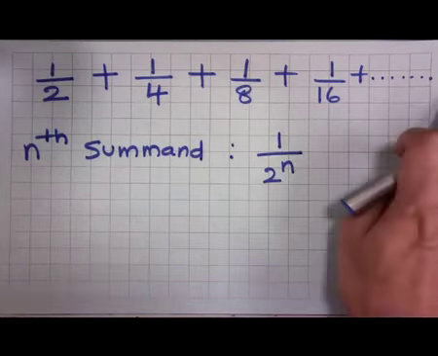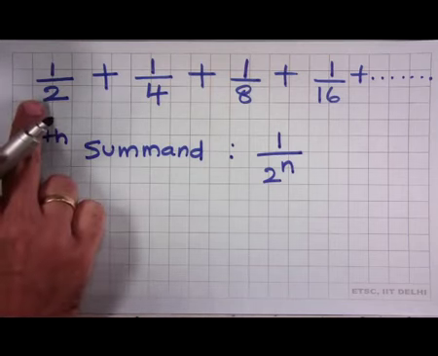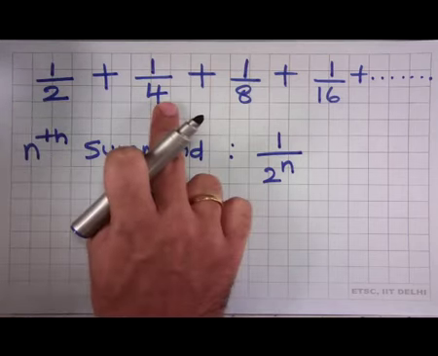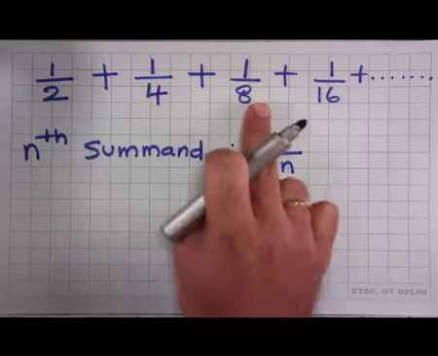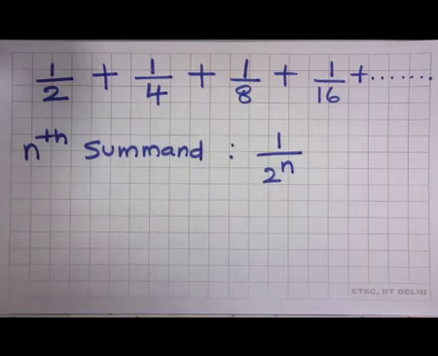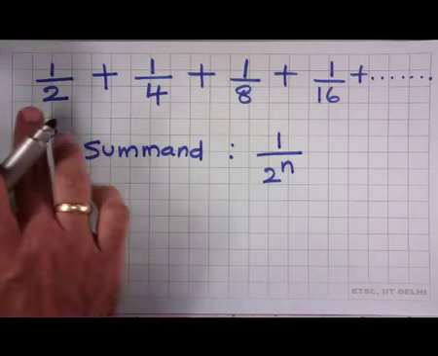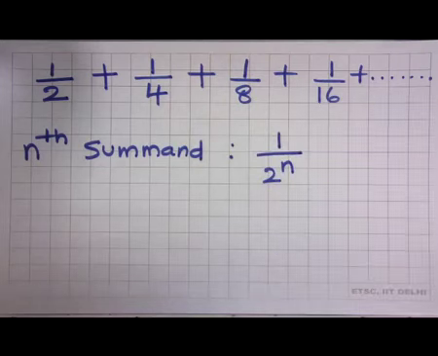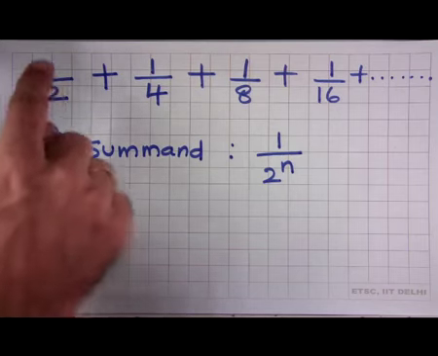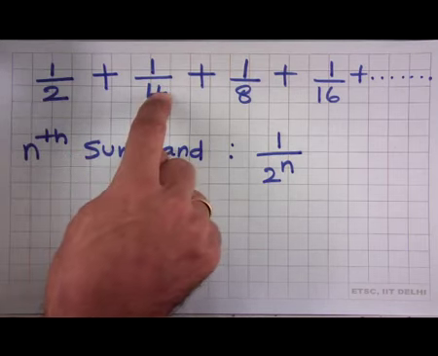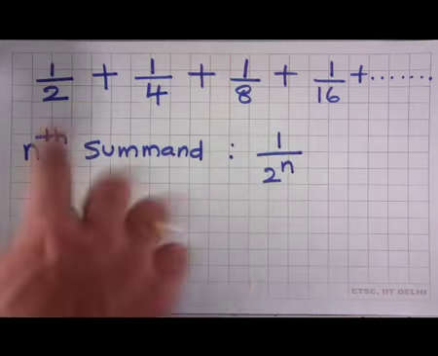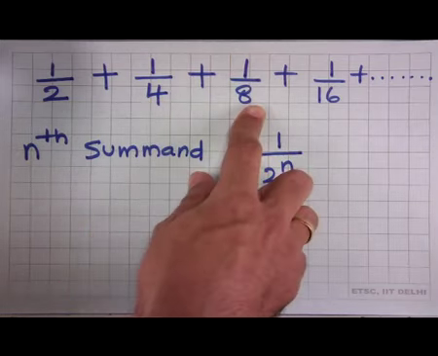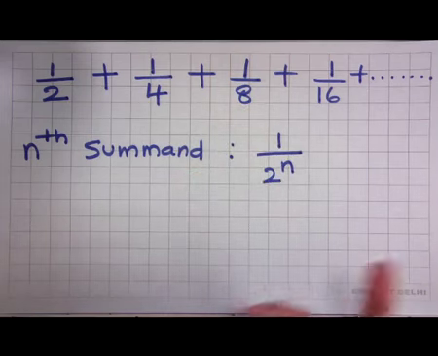In this sum, the first number is 1 by 2, second number is 1 by 2 square, third is 1 by 2 cube, and so on. Let us see whether we can find this infinite sum. As I remarked, you cannot first find the sum of 1 by 2 and 1 by 4, then add it to this sum 1 by 8 and so on, because it is an infinite process.